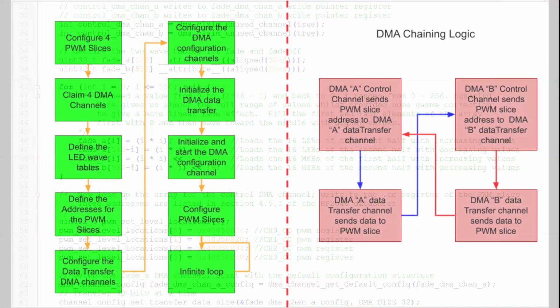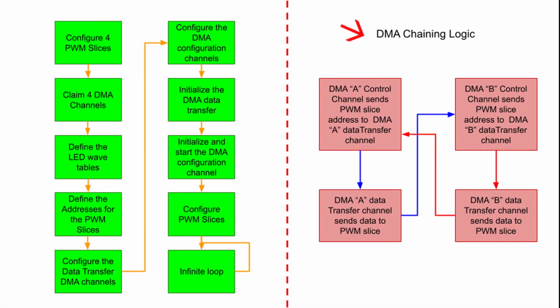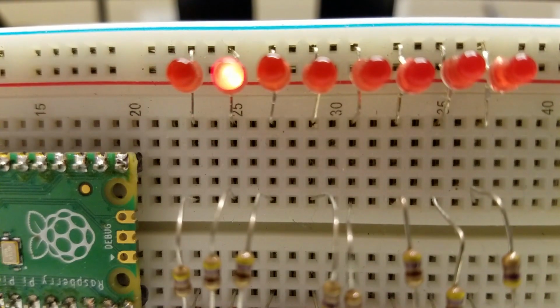In this program, I use 4 DMA channels to send PWM level information to 4 PWM slices, each driving 2 GPIO pins for a total of 8 LEDs. First, I generate the level information and store it in 2 arrays, one for PWM channel A and one for channel B. Then I use 2 DMA channels to send configuration data to the other 2 DMA channels that send the LED level information to the PWM slices. Each DMA channel starts the next one, and the result is this pattern.